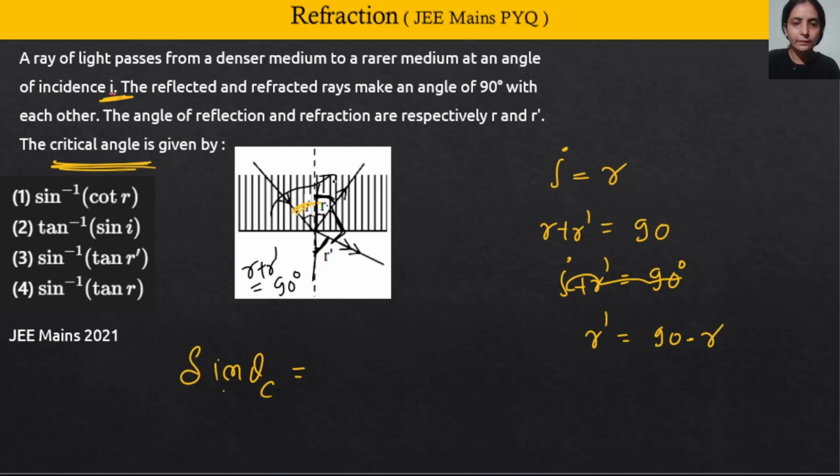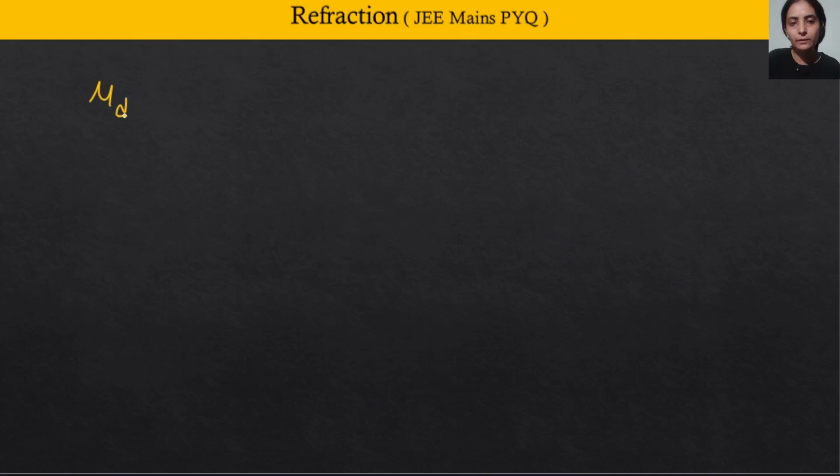Let's say it is going into another rarer media, from denser to rarer media at an angle of incidence I. Let's say the denser has a refractive index of mu d and the rarer has a refractive index of mu r. So sine theta c will be equal to how much? 1 by mu d r, that is mu r by mu d. How can we calculate this mu r and mu d? Let us write Snell's law here. If you write Snell's law, what will you write? Mu denser sine I is equal to mu rarer sine r.